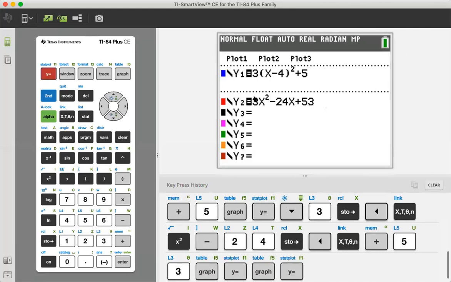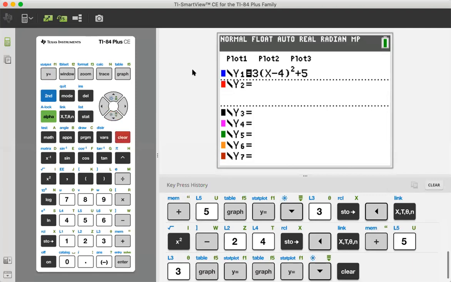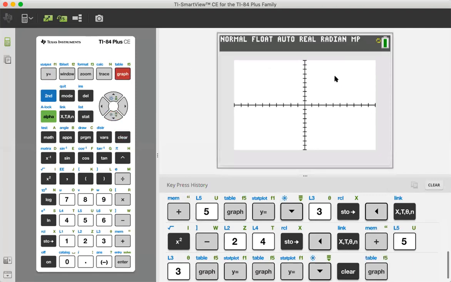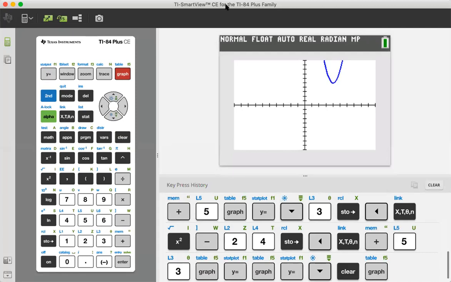So you guys will notice actually if I delete the red equation, the blue equation is going to show up in the same exact spot. So in case you wanted to check, you can always check your calculator. But sorry about that, guys. I didn't mean to do that.